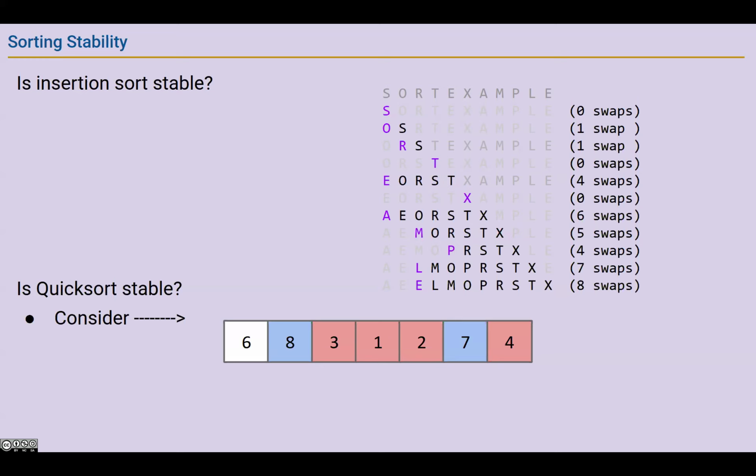All right, let's bring everyone back. What do people say? Is insertion sort stable? How many people say yes, it's stable? How many people say no, it's not stable? How many people say something else, like it depends? Or how many people didn't say anything?